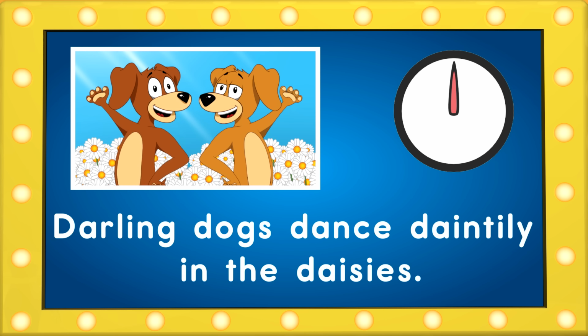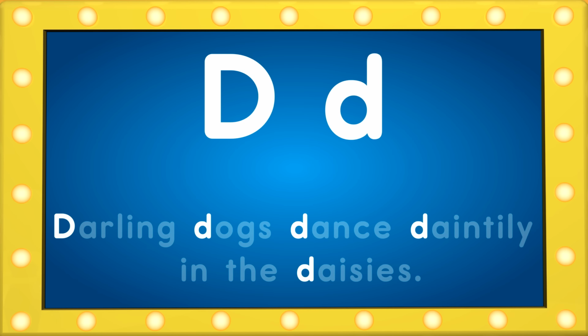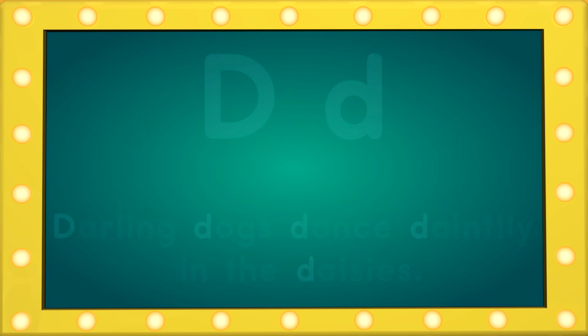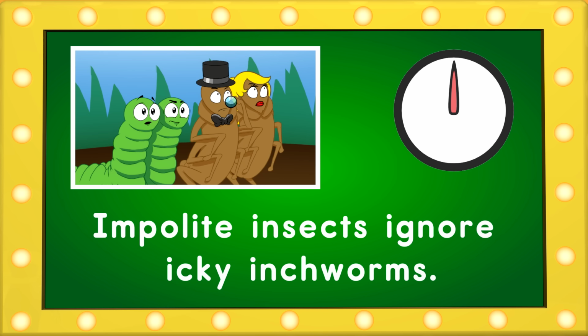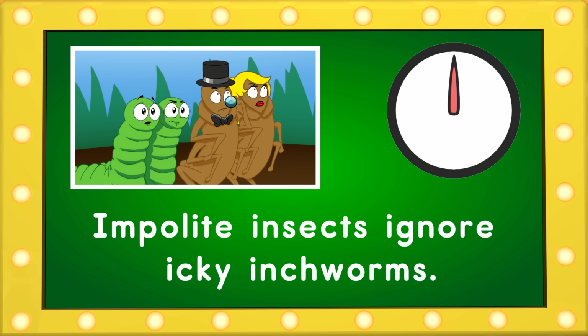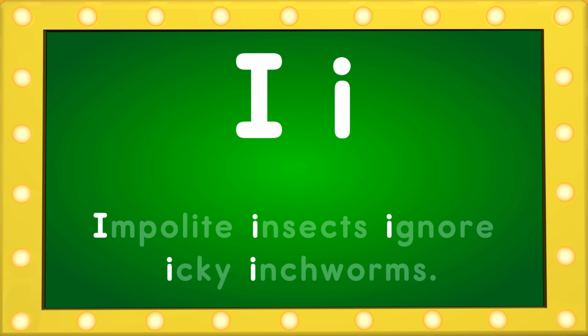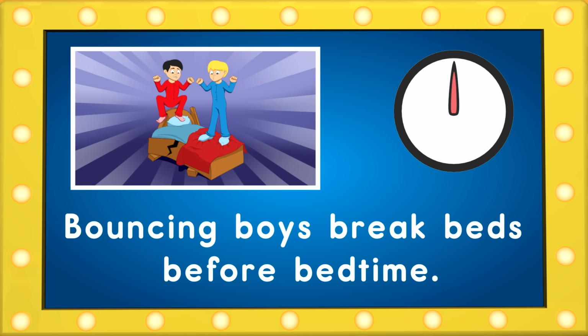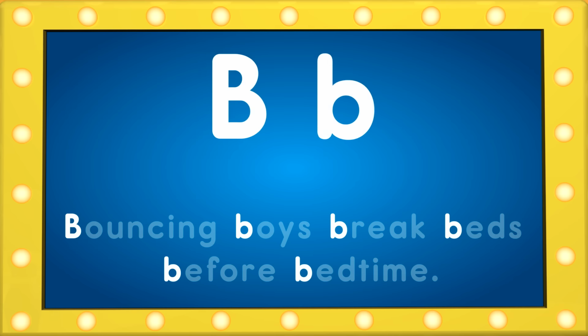Darling dogs dance daintily in the daisies. The answer is D. D, d, d. Impolite insects ignore icky inchworms. The answer is I. I, i, i. Bouncing boys break beds before bedtime. The answer is B. B, b, b.